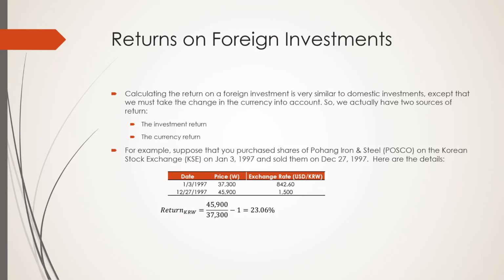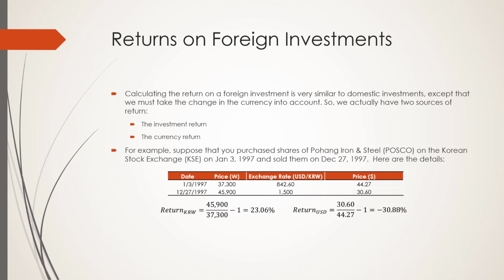Now, what we need to do then is convert these prices from won into dollars. To do that, you take that beginning price divided by 842.6, and you find that you paid the equivalent of $44.27 per share. And for the ending price, you have 45,900 divided by 1,500, or $30.60 per share. So clearly, in dollar terms, you lost money on this investment. More specifically, we can see that you lost 30.88%.